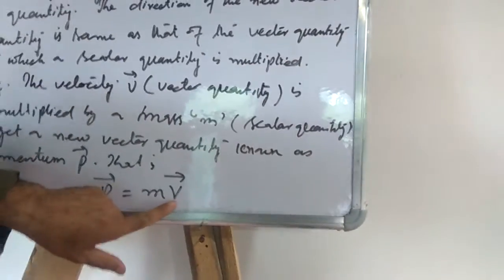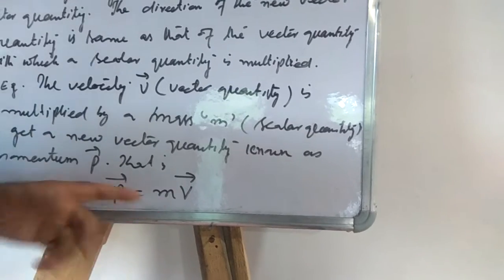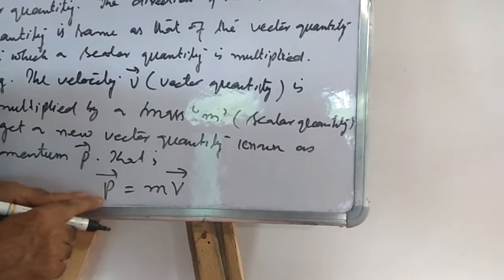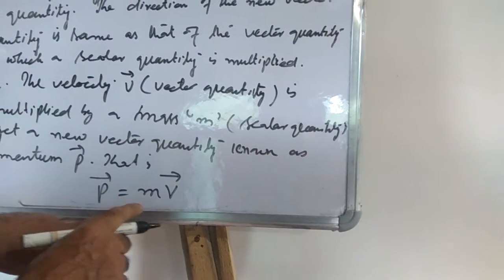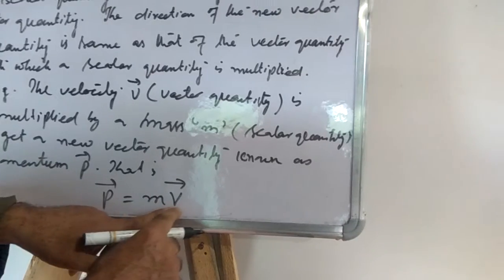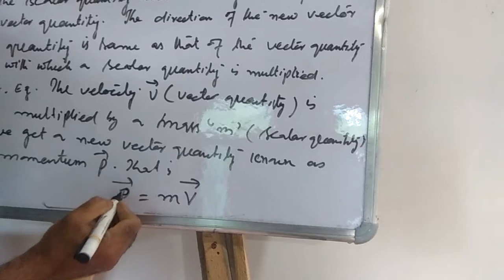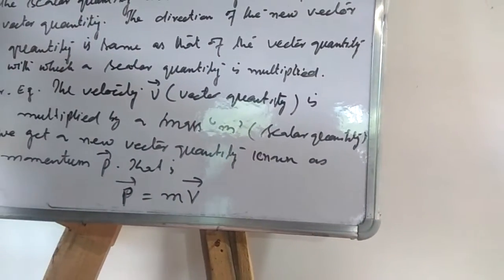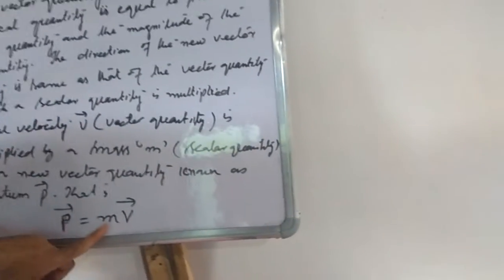Look here, we have multiplied velocity, a vector quantity, by mass m, a scalar quantity. Then we obtain a quantity known as momentum, and this momentum is a vector quantity, and its magnitude is equal to the product of the scalar quantity and the magnitude of the vector quantity, which I have written here. So when a vector quantity is multiplied by a scalar quantity, the new physical quantity obtained is a vector quantity whose direction is the same as that of the vector quantity and whose magnitude is equal to the product of the scalar quantity and the magnitude of the vector quantity.